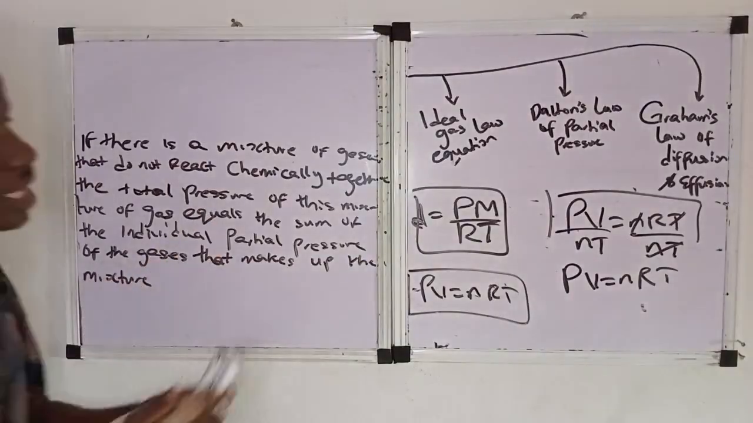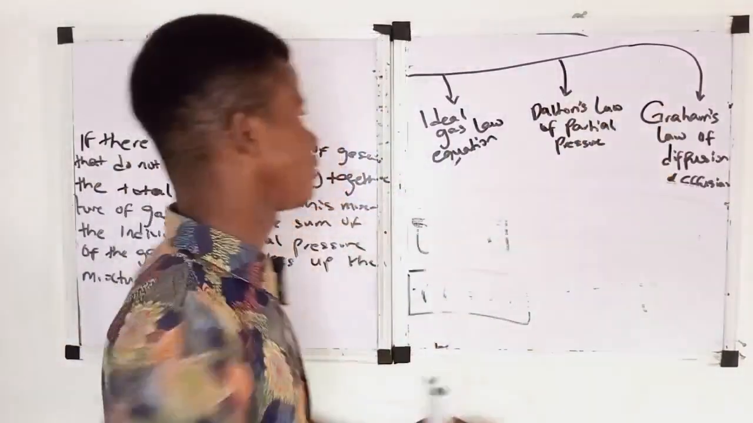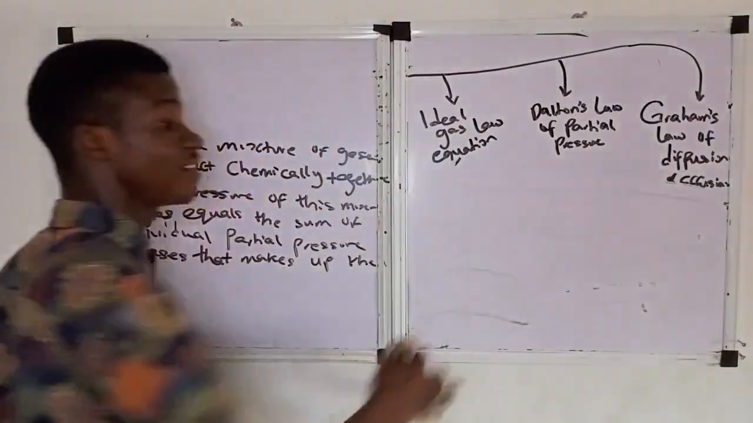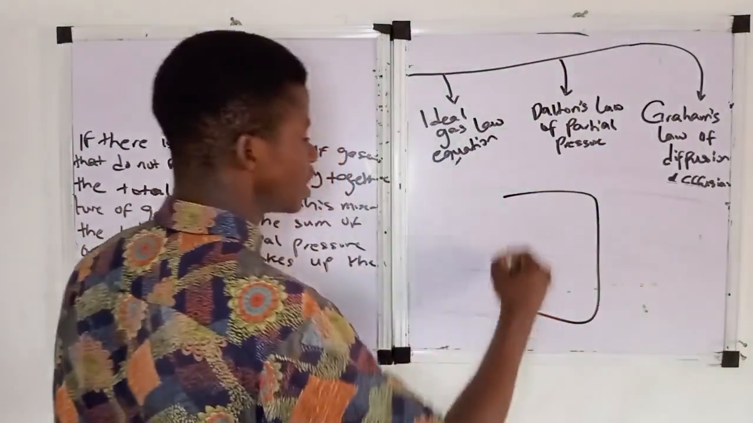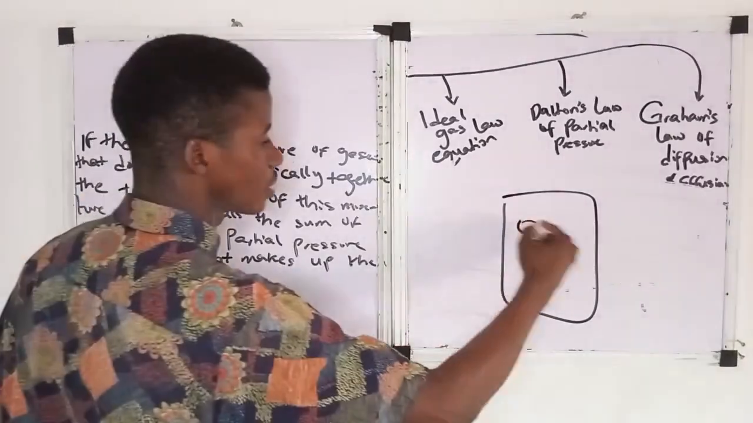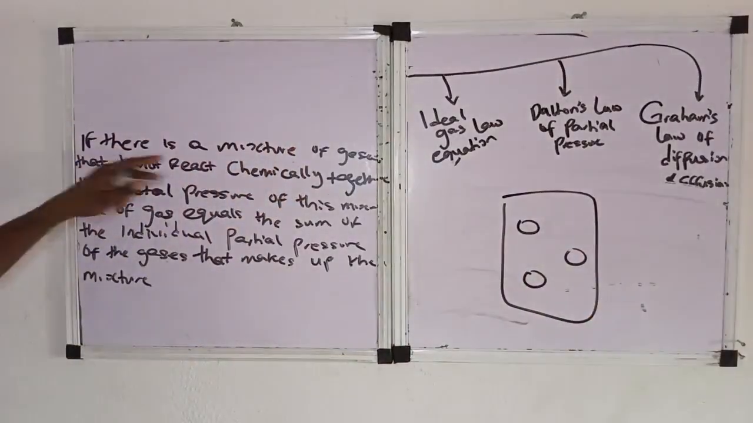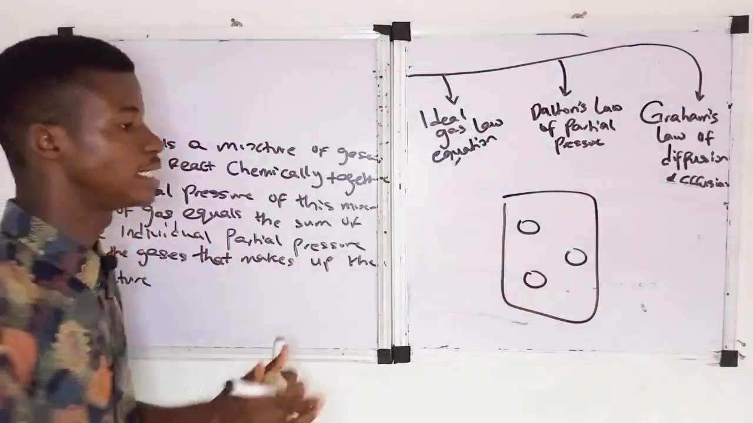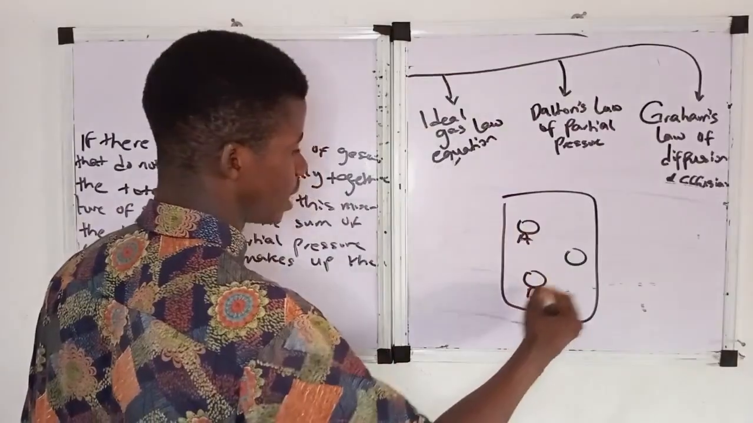Now let me explain the law of partial pressure. This part, from the gas law to Graham's law, is very, very important. The law of partial pressure says that if there's a mixture of gases in a container, let's say these are three gases: gas A, gas B, and gas C.